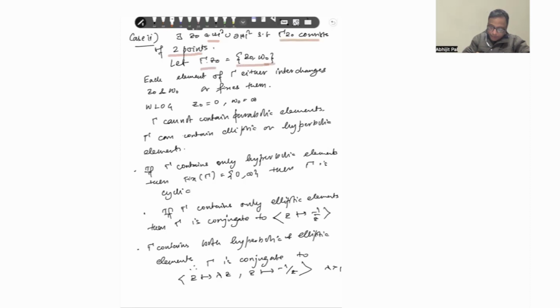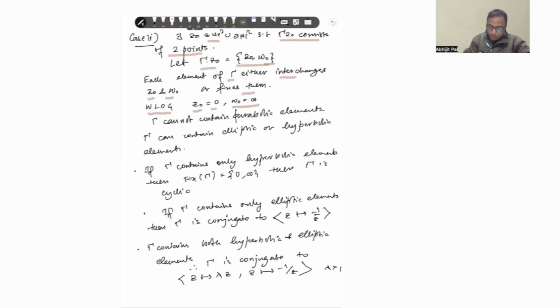So now each element of gamma either interchanges Z0 and W0 or fixes them. So again, we can take a conjugate of this group gamma such that this orbit, we can take it to be 0 and infinity. So therefore, without loss of generality, Z0 is equal to 0 and W0 is equal to infinity.